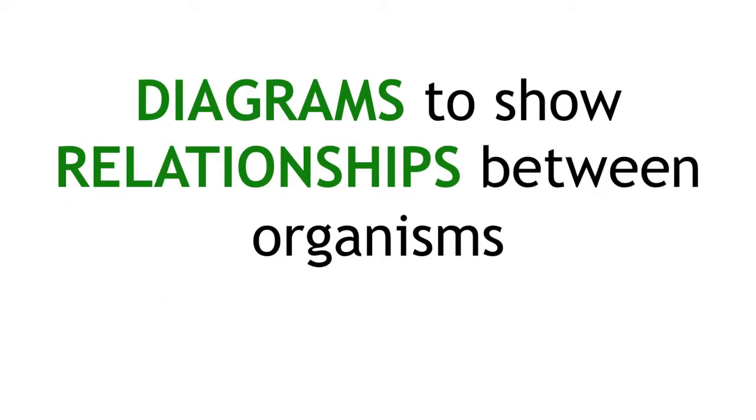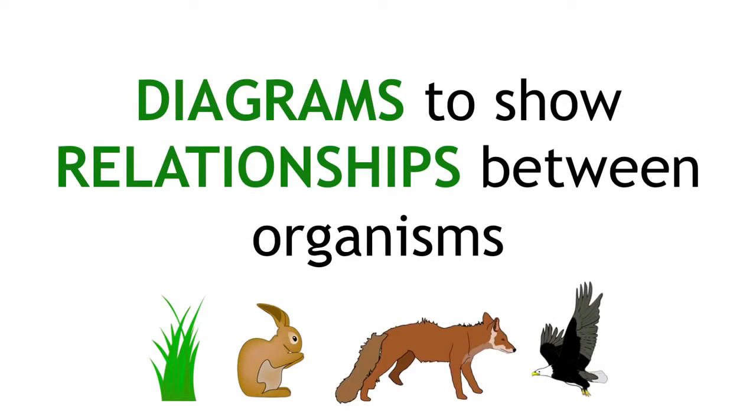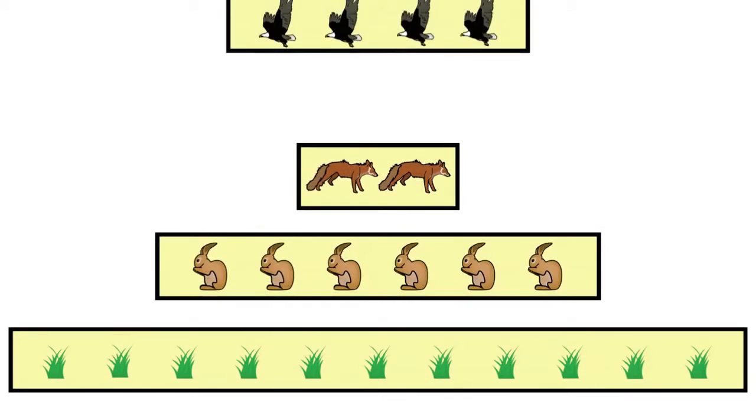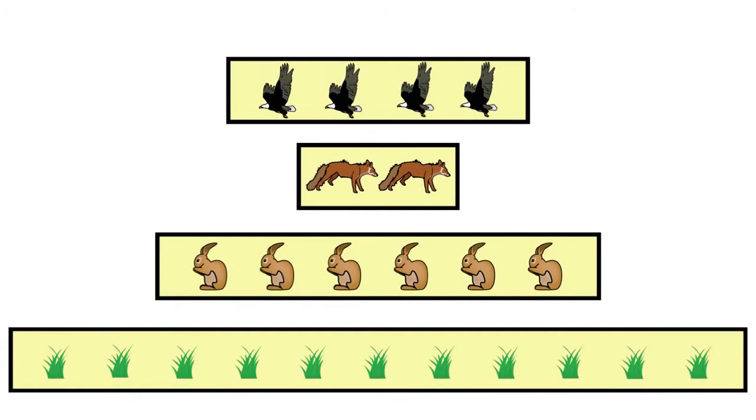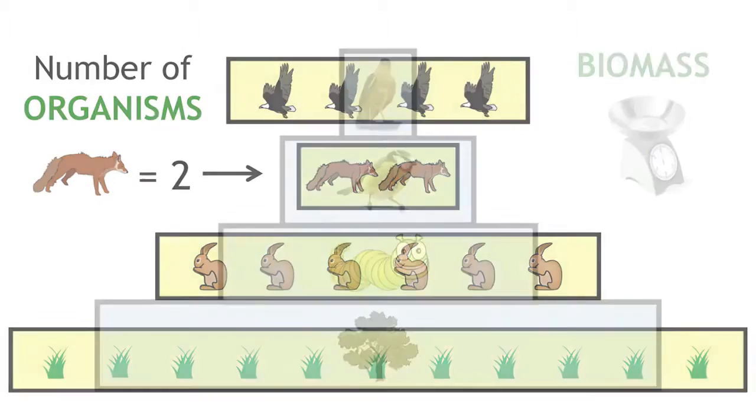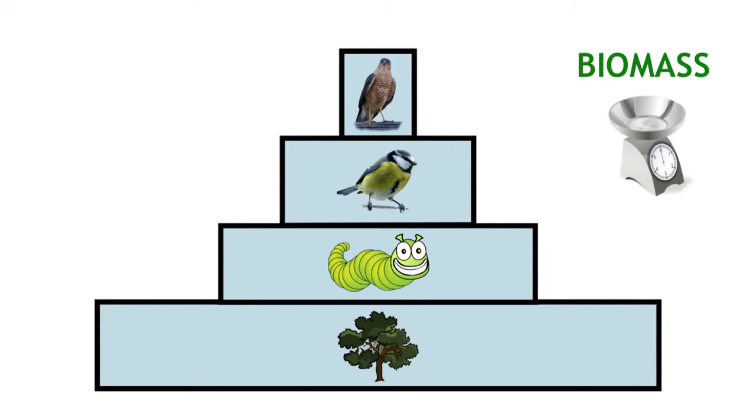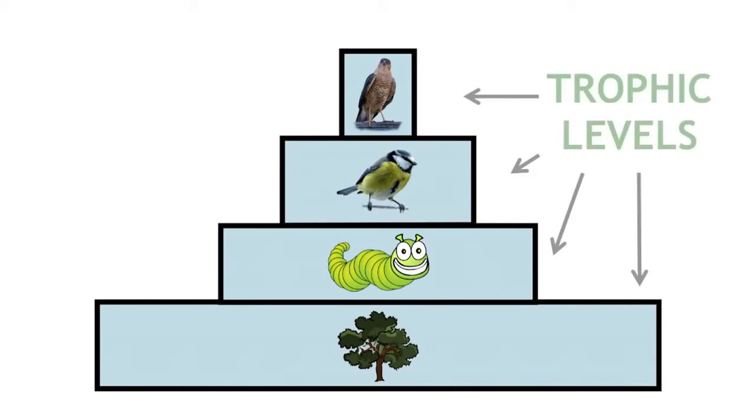Ecological pyramids are diagrams used to display quantitative data and show the relationship between organisms in an ecosystem. They are made up of bars stacked on top of one another. They can be used to show numbers of organisms or biomass of each trophic level in the ecosystem. They visually describe the quantities that we see in the food chain and food webs. So how does that work?